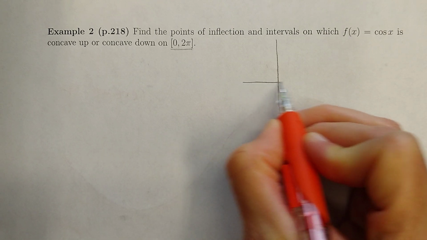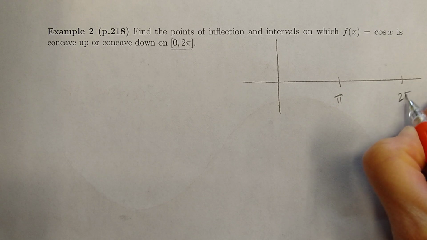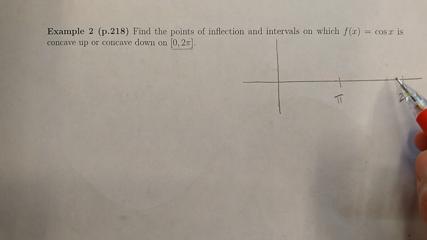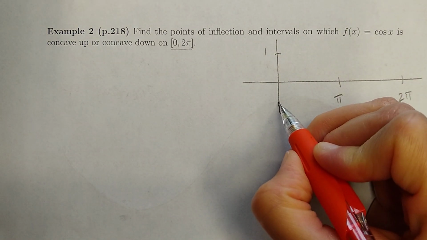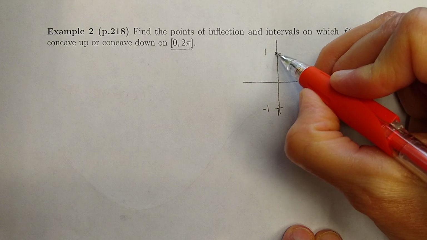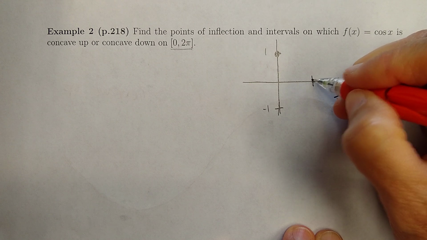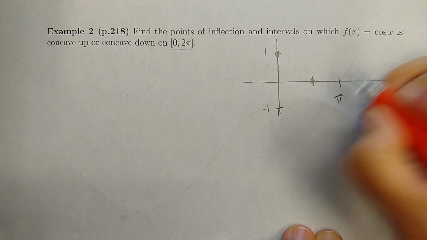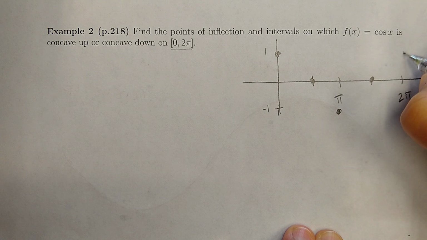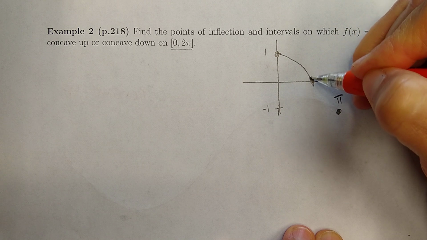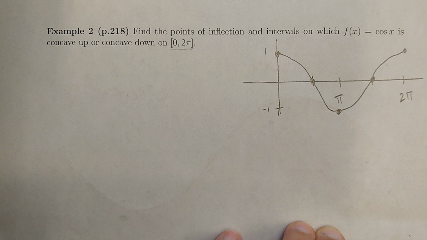I like this example because we can kind of know what the graph of cosine looks like, and we should already be able to know what the answer is, where the function is concave up and concave down, and where the points of inflection are, because we know what the graph of cosine looks like. So essentially, I'm going to pop the graph of cosine up real quick. Cosine is 1 at 0 radians. It's 0 at pi over 2 radians. It's -1 at pi radians, back up to 0 at 3 pi over 2 radians, and back up to 1 at 2 pi radians.